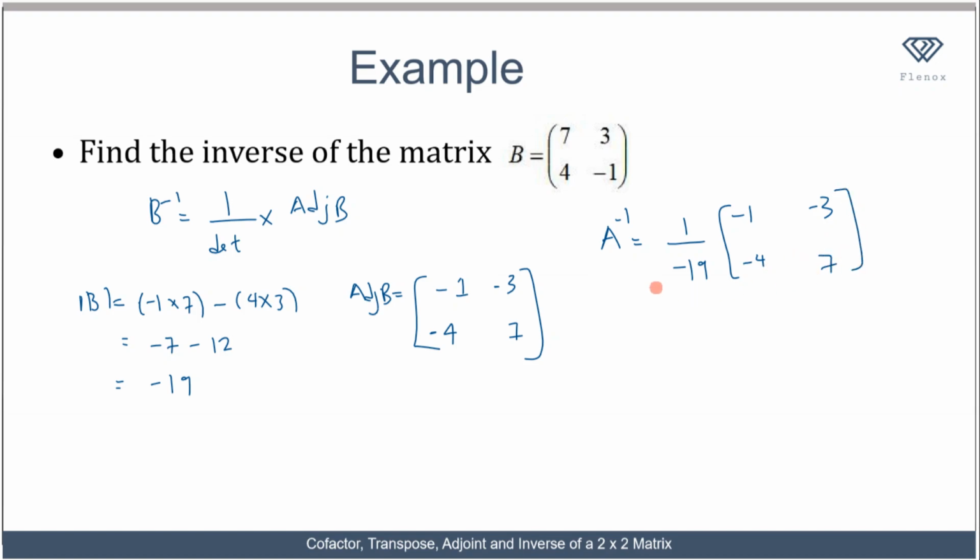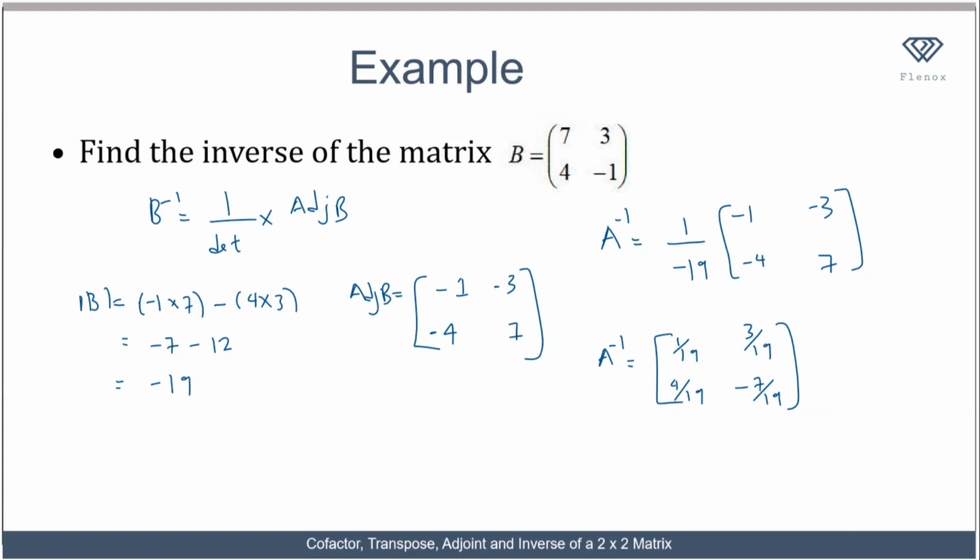So this is the inverse. Another way of doing it is we can write this and multiply all the cells here by the scalar minus 1 over 19. If we do that, minus 1 over 19 times minus 1 becomes 1 over 19, here becomes 3 over 19, here becomes 4 over 19, and here becomes minus 7 over 19. So we can either write it out in this form or in this form.